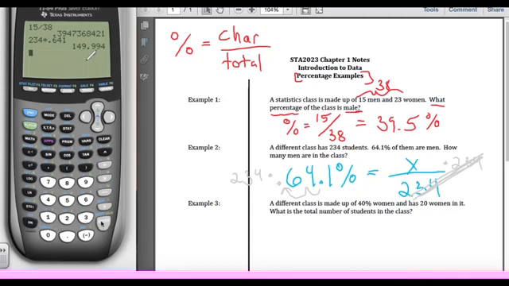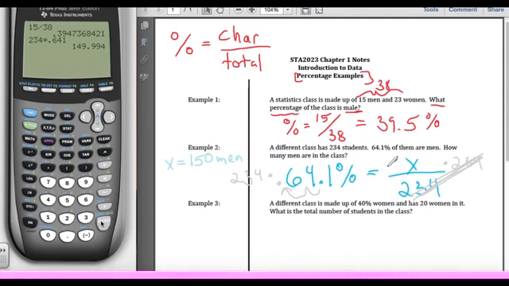I get 149.994. This is supposed to be the number of men in a class. I can't have 149.994 men. It makes the most sense to say, well, that just rounds to be x is 150 men as my answer here. In example 1, we were missing the percentage.